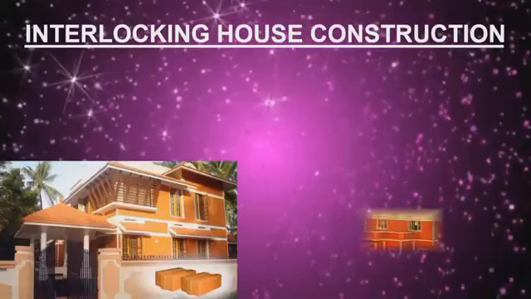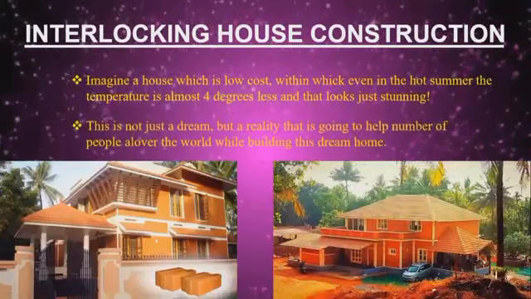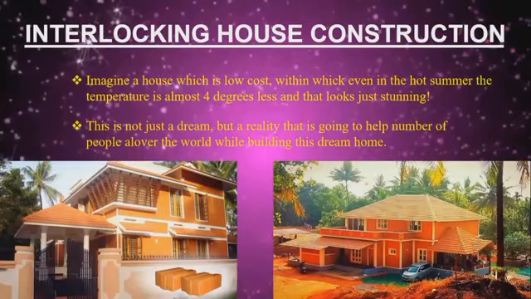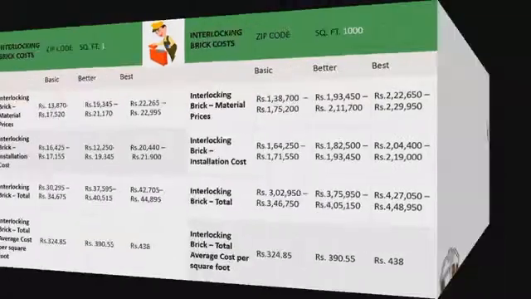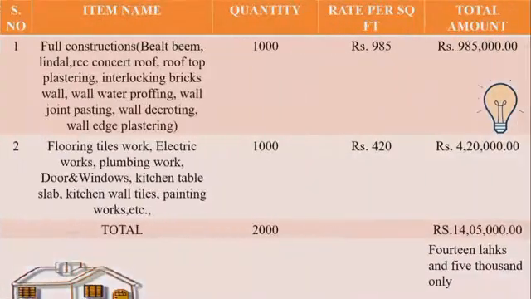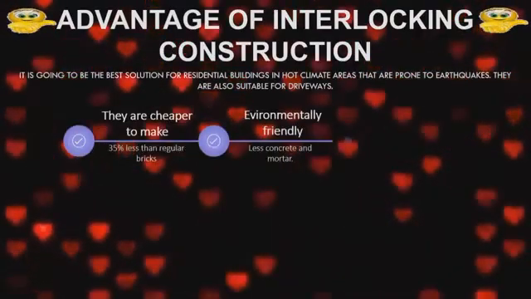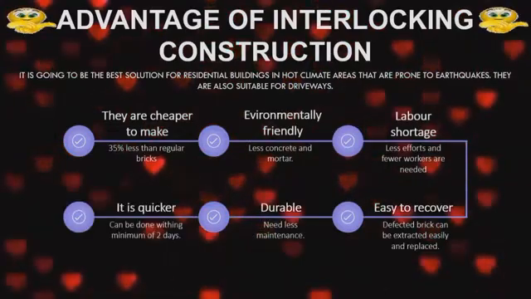Now, imagine a house that is perfect for every climate, which is low budget and resists every natural disaster. Yes, by our adaptation, we can reduce up to 60% of the budget, which also gives the strongest construction that can protect us from natural calamities, even earthquakes. Here you can see the budget of our house that cost us only 14 lakhs and 5,000 in total in the same 1000 square feet with much more stability. The main advantage of this house is it is cheaper to make, eco-friendly, and reduces labor shortage, and so on.